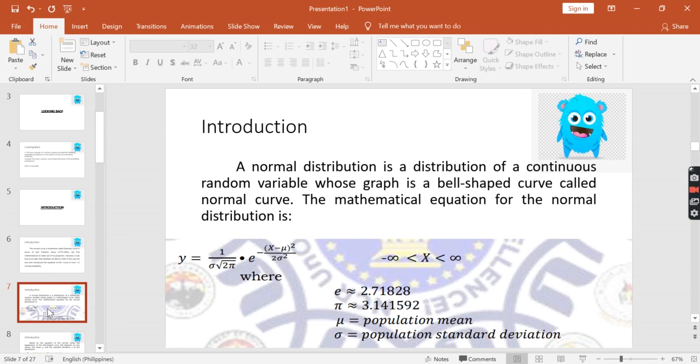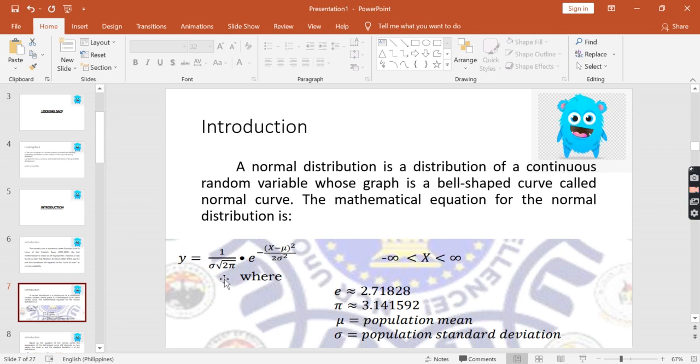A normal distribution is a distribution of continuous random variables. As I stated earlier, this is the counterpart of the discrete random variable, whose graph is a bell-shaped curve called the normal curve. The mathematical equation for the normal curve distribution is this formula here. I don't want you to be concerned about this, because for the rest of the discussion we will not be using it. I just want you to be familiar with the mathematical equation behind the continuous random variable graph or distribution.